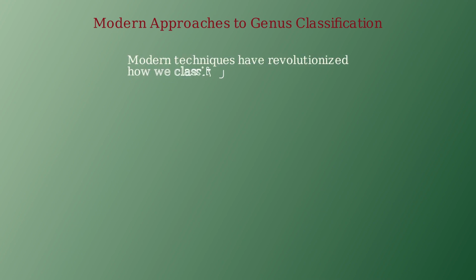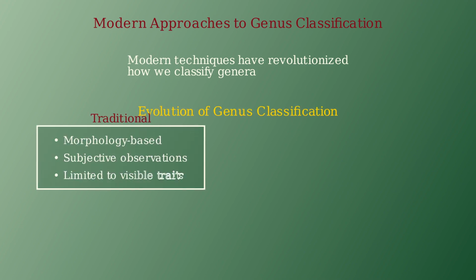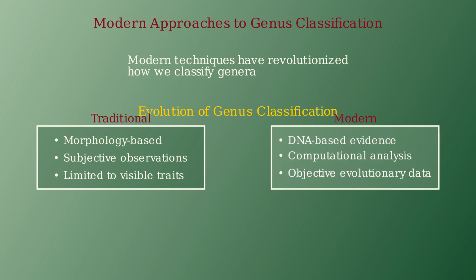Modern approaches to genus classification have dramatically transformed how scientists organize and understand biological diversity. Traditional classification methods relied primarily on morphology and subjective observations of physical traits. In contrast, modern approaches utilize molecular data and computational methods to create more objective and evolutionarily accurate classifications.